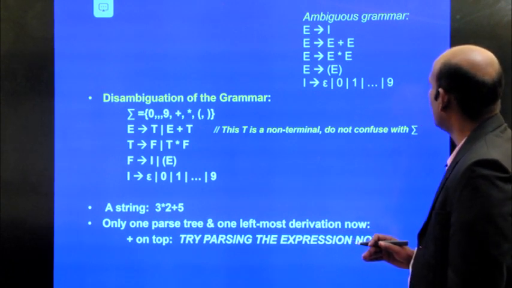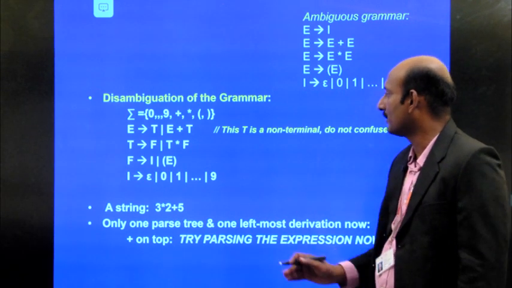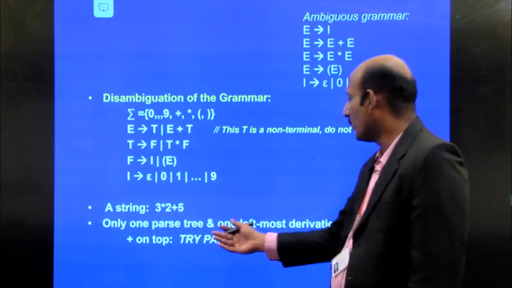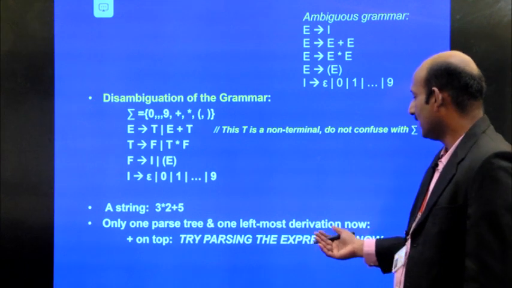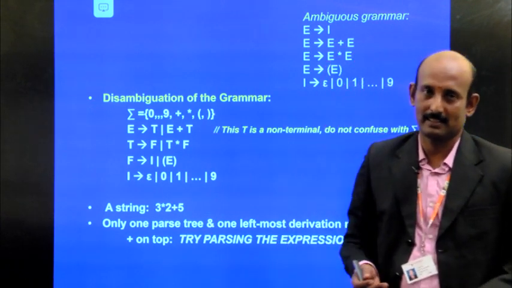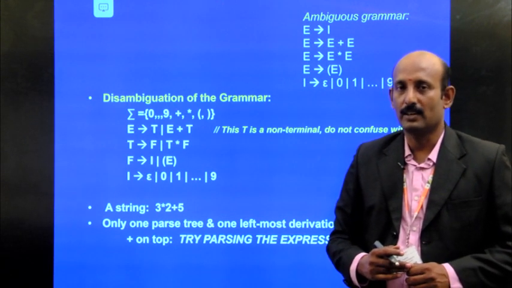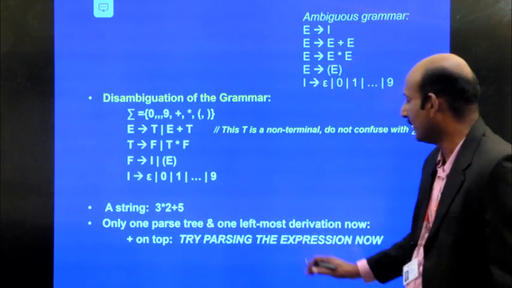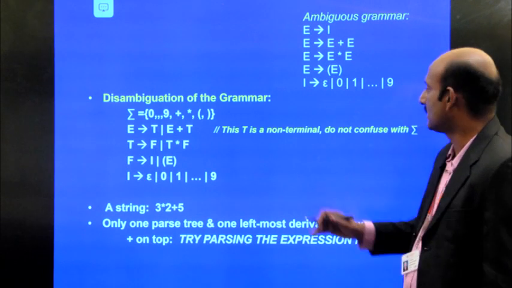Another concept is disambiguation, where the grammar is ambiguous. Disambiguation of the grammar, as I told you, means it generates only one parse tree and only one leftmost derivation. Then it is called disambiguated or unambiguous. That means only one parse tree or one leftmost derivation. In this case we call it disambiguation.